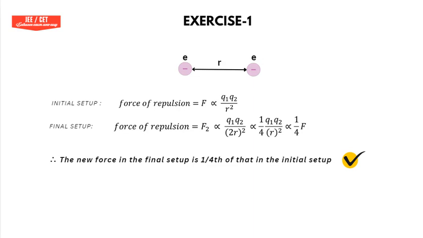Force of repulsion in the initial setup is F equal to K times Q1 Q2 by R square. To calculate the force in the second setup, substitute R equal to 2R. On simplification, you will get F2 equal to F by 4.